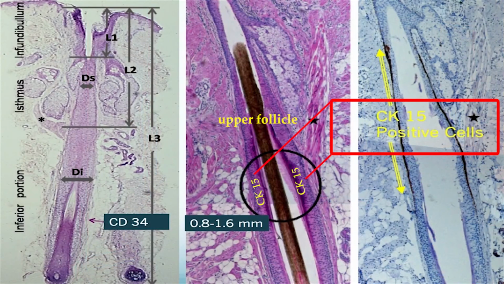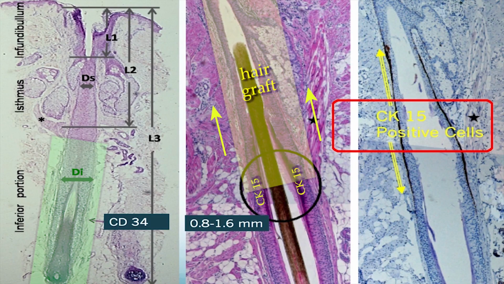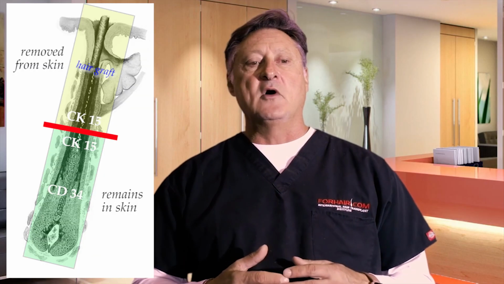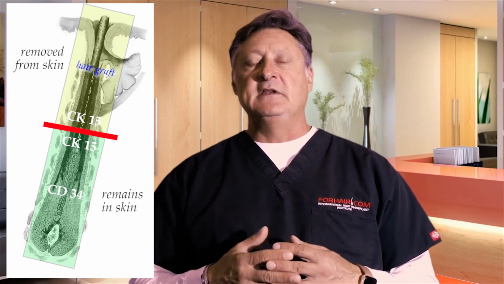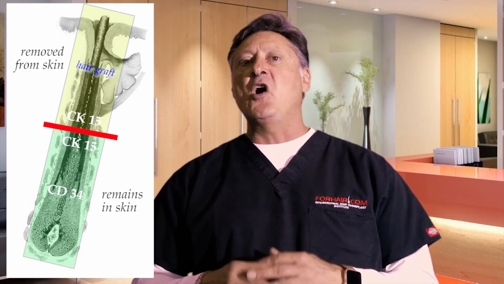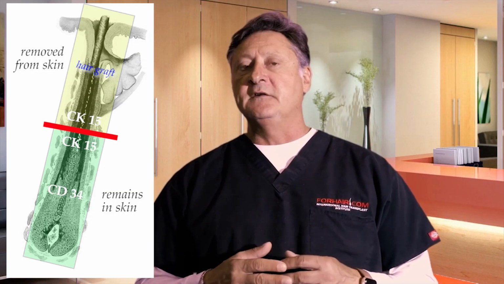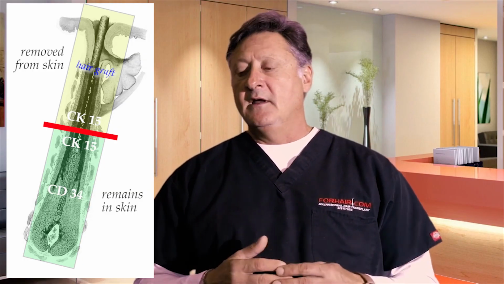For this reason, we're able to leave some of the CK15 positive stem cells in the donor area. We leave this population of CK15 positive stem cells in the donor area, and then we basically pluck the hair follicle out. Plucking it out leaves the CD34 positive stem cells, and all the stem cells below the area of the incision are left in the donor area.